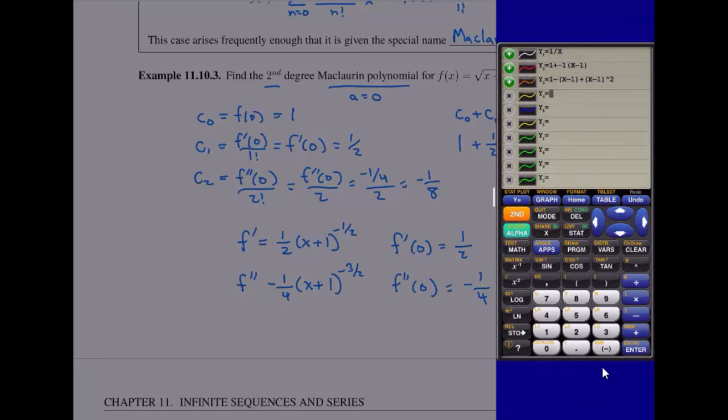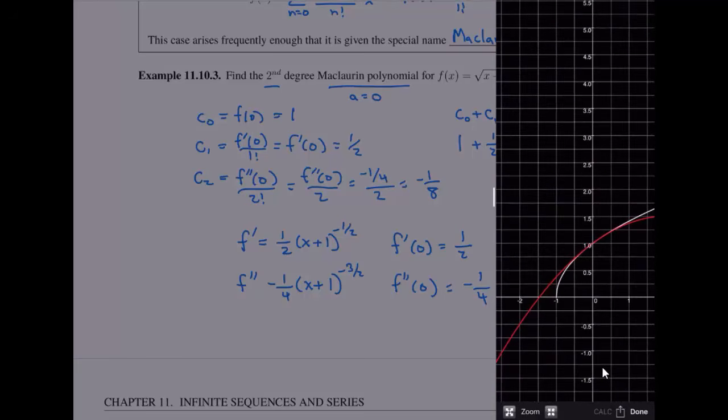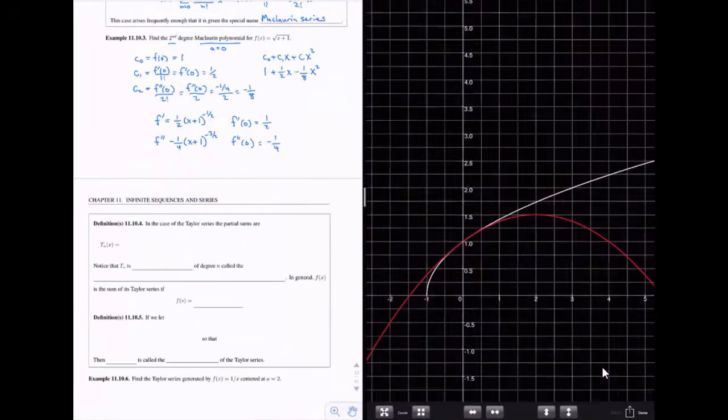So now let me go ahead and graph it really quick and show you that it does a decent job approximating the function, at least around a equals 0. The first thing I'm going to graph is the function itself. That's going to be the white function. And then I'm going to graph our second degree Maclaurin polynomial. It's a nice quadratic, and hopefully it approximates the function well at least around 0. All right, I'm going to hit graph. And let's see. There you go. Let me expand this a little bit.